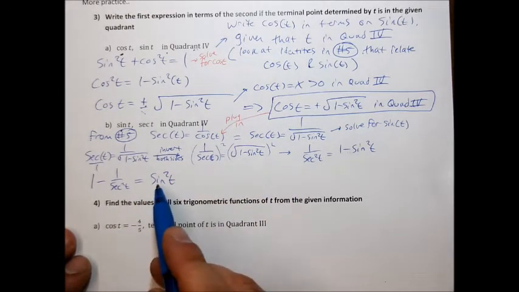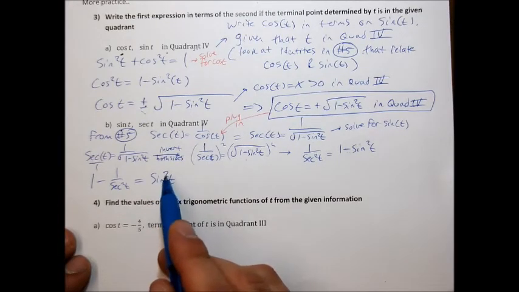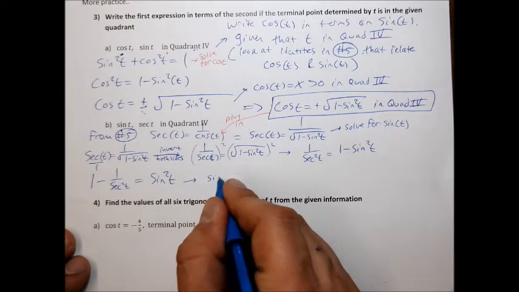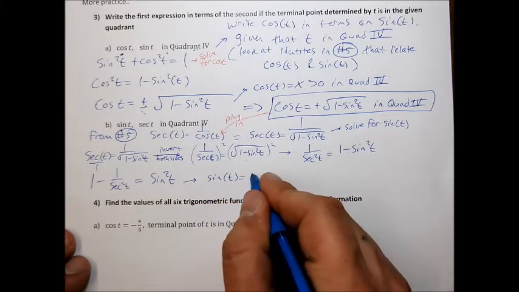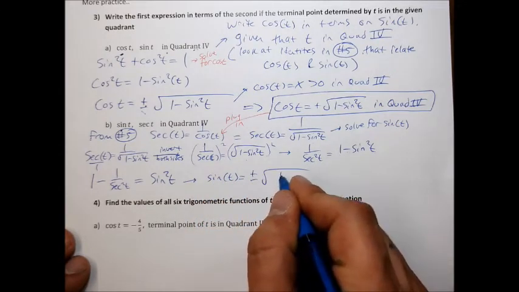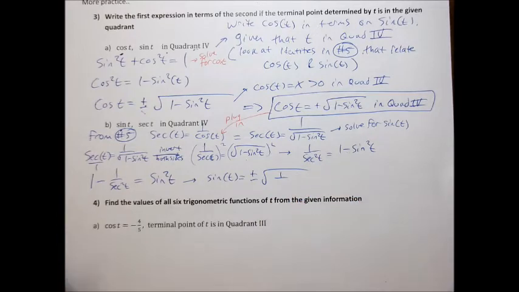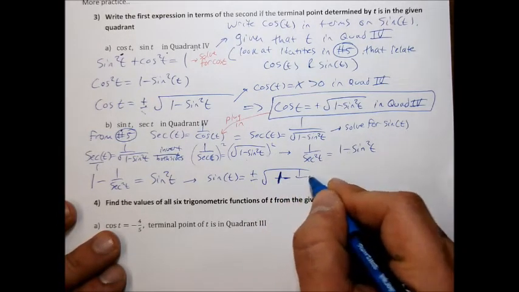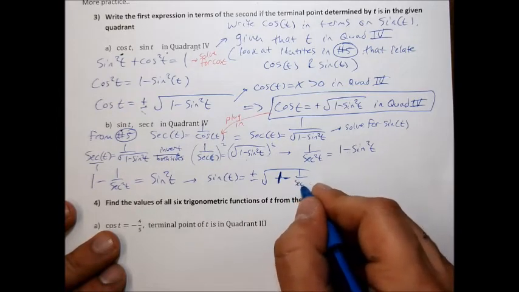And now I take a square root to get rid of the square on the right side. And so we get that sine equals plus or minus the square root of 1 minus 1 over secant squared.